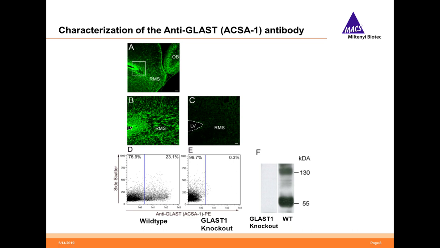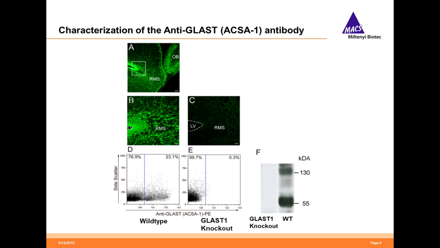It was also investigated whether the antibody can be used for labeling of living astrocytes by flow cytometry, that you see in D and E. And you see in D that a clear GLAST-positive population was detected in case of the wild-type mice, whereas no signal was obtained in case of the GLAST knockout mice.